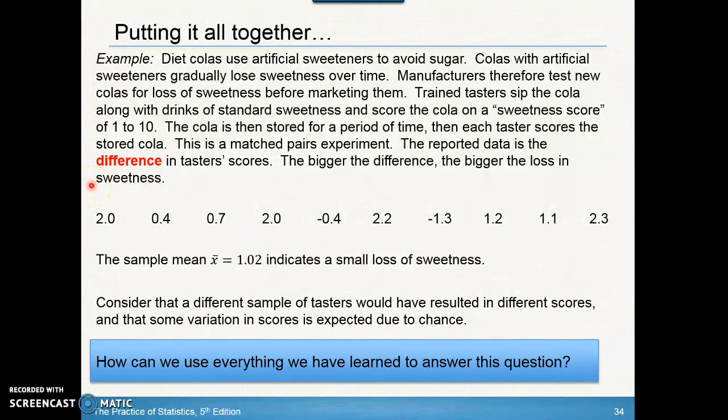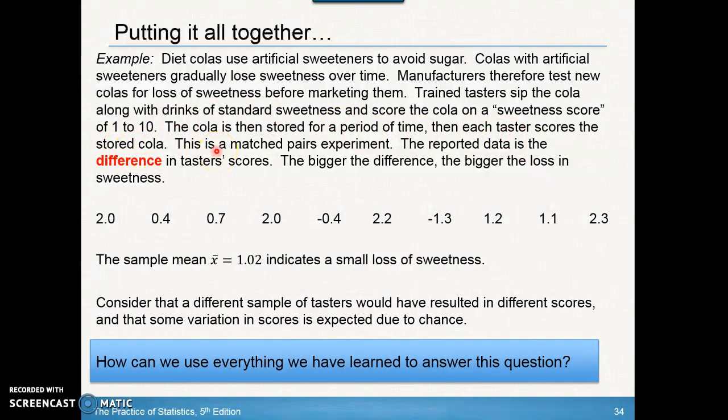So diet colas use artificial sweeteners to avoid sugar. Colas with artificial sweeteners gradually lose sweetness over time. Manufacturers therefore test colas for loss of sweetness before marketing them. Trained testers sip the cola along with drinks of standard sweetness and give a sweetness score of 1 to 10. The cola is then stored for a period of time and each taster scores the stored cola.